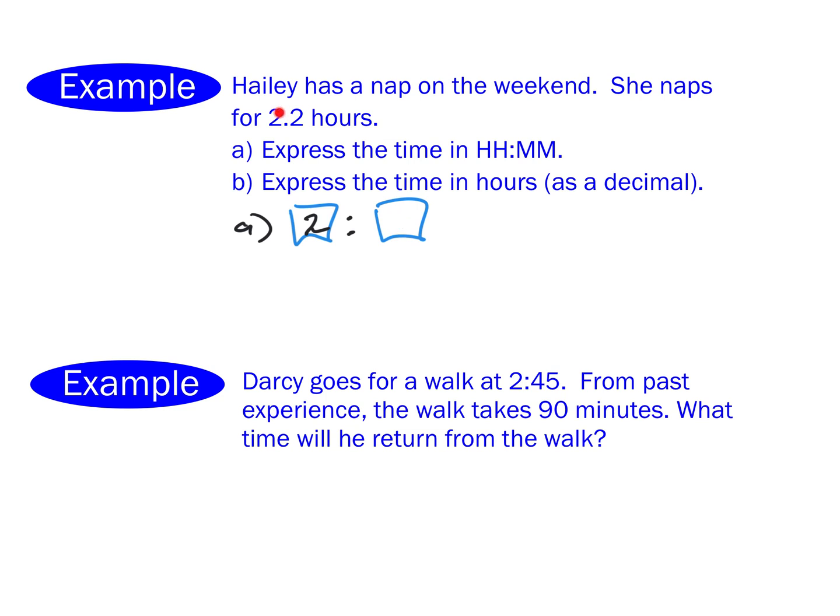Or what's 0.2 of an hour? What's 0.2 of an hour? How many minutes are in an hour? 60. So if we take 0.2, multiply it by 60, how many minutes do we get? 12. So that's what goes right here. So it's 2 hours and 12 minutes.